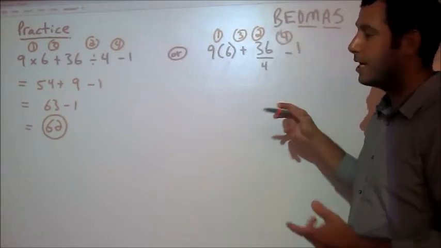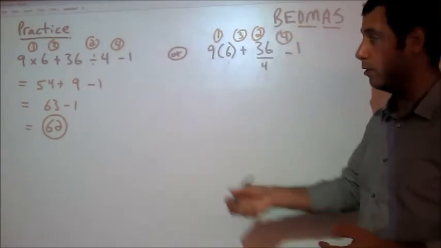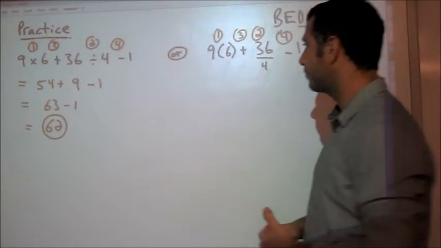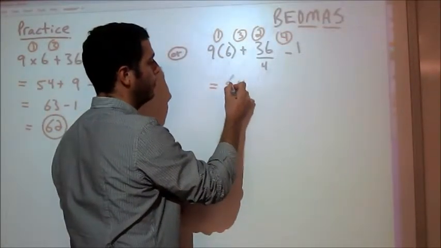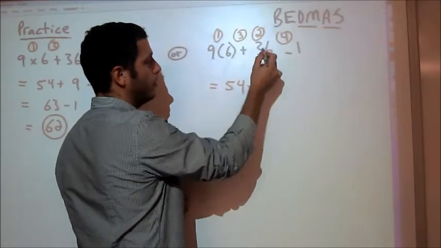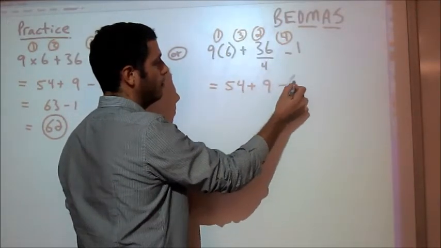So we'll actually be doing everything in the right order, in the same order, as we did over here. 9 times 6 is 54. 36 divided by 4 is 9.